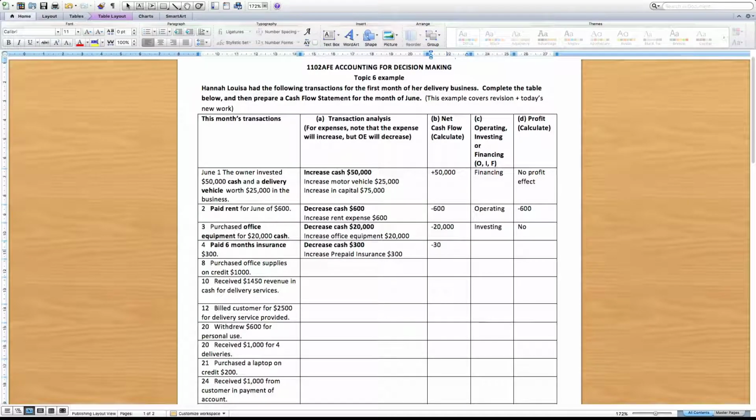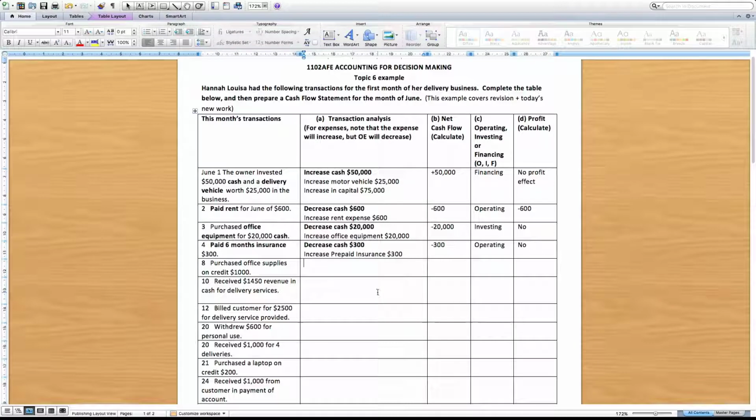So minus 300. Our prepaid insurance, as I said, that's a current asset. So a current asset means we're dealing with operating activities. Do we have an impact on profit? Well, are we dealing with a revenue or an expense? No, we're not.